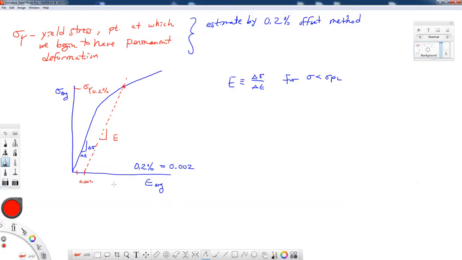So it's pretty easy to show on a picture. It's sometimes a little more difficult to describe in words. So let me take a moment here and I will write down some notes about how to find that 0.2% offset yield stress.